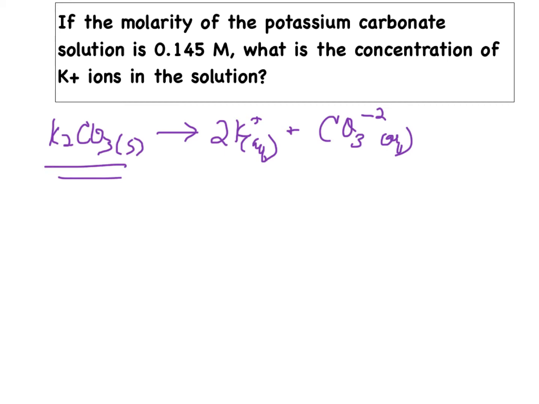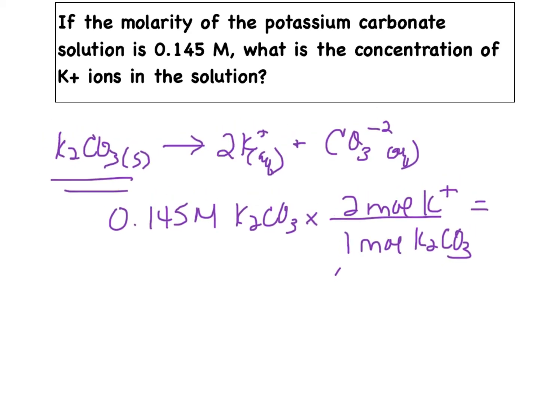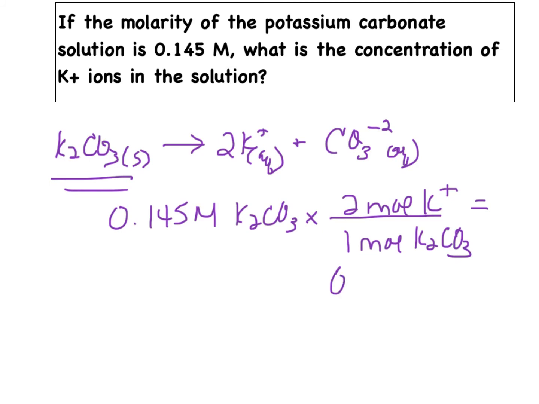So if we have a 0.145 molar solution of K2CO3, and every 1 mole of potassium carbonate contains 2 moles of potassium ions, then the concentration of potassium ions in the solution would be 0.290 molar with respect to the potassium ions.